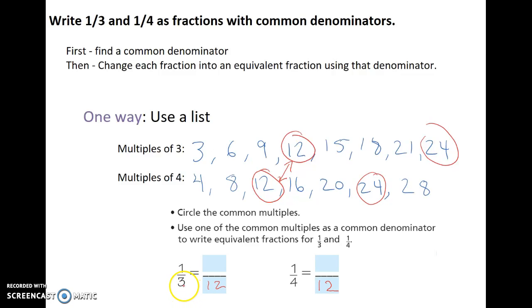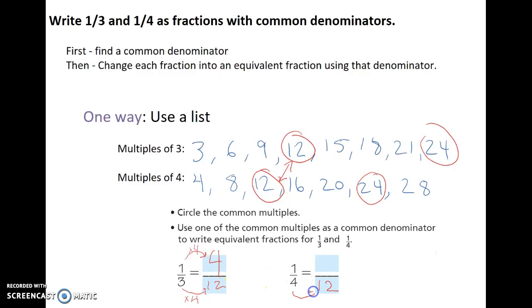And then I have to think backwards a little bit. What did I have to do to turn 3 into 12? Well, I multiplied 3 times 4, so I'm going to have to do the same thing with the numerator, times 4. Whatever I do to the denominator, I do the same, multiply it by the same thing in the numerator. 1 times 4 is 4, so 1/3 is equivalent to 4/12.